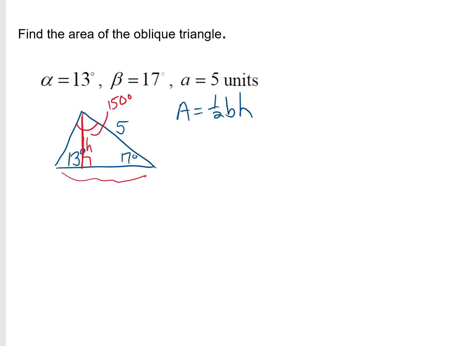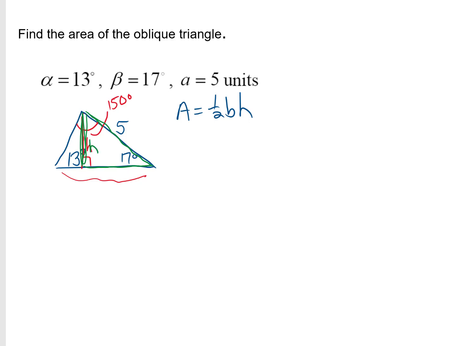But let's look at these triangles and see what we can figure out. The outermost blue triangle is the oblique triangle. When I dropped an altitude down to make the height, I formed two right triangles. I'm going to trace the right triangle on the right in green so you can see the triangle I'm going to use.